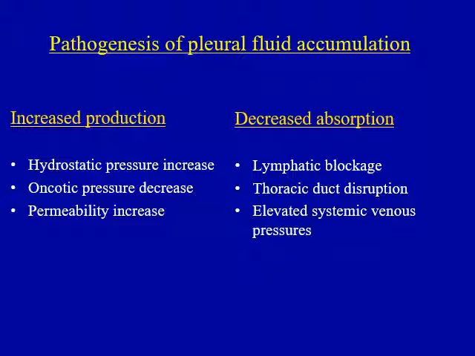We come to the pathogenesis of the pleural fluid accumulation. Some conditions can cause an increase in production and some can cause decreased absorption of the pleural fluid. So when there is increased production and decreased absorption, there is fluid accumulation in the pleural space. The causes of increased production are increased hydrostatic pressure, decreased oncotic pressure, and lastly, increased permeability of the capillaries. Decreased absorption occurs due to lymphatic blockage, thoracic duct disruption, and elevated systemic venous pressure.